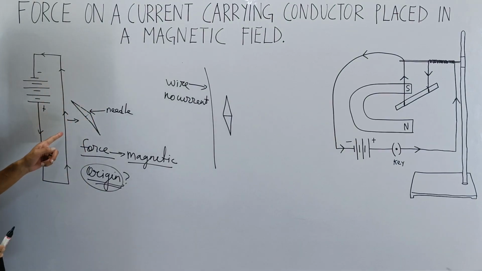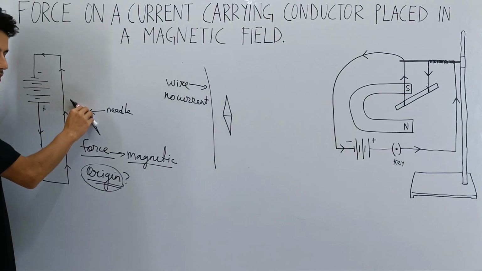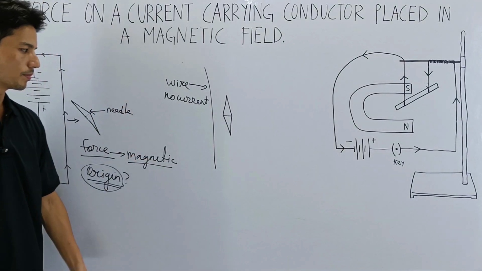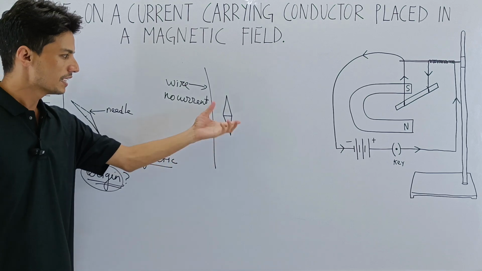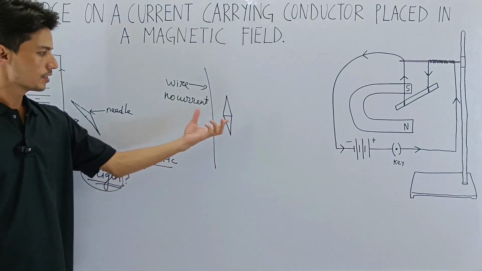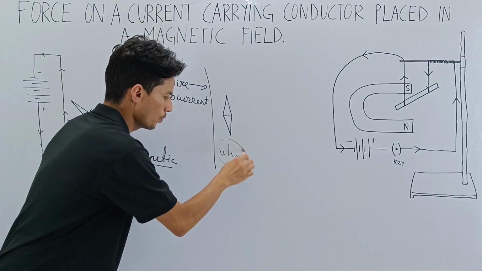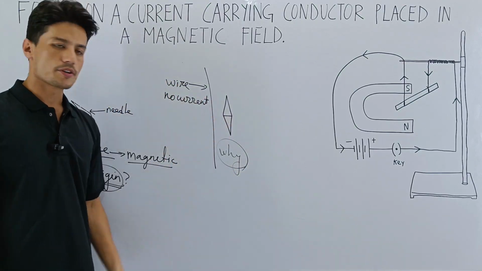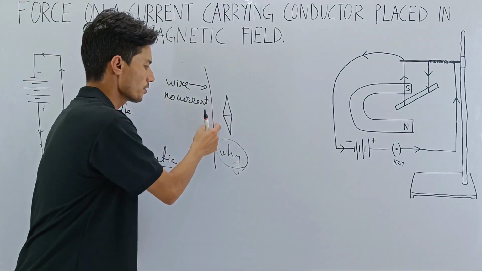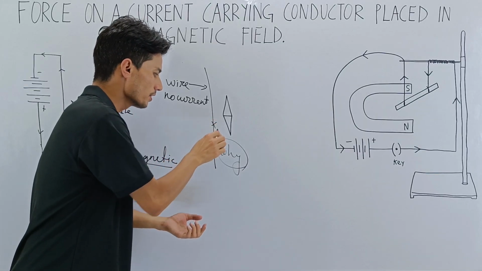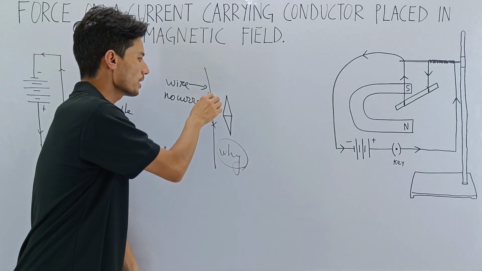So as long as the current was flowing, the magnetic needle would remain in its position, and the magnetic needle showed deflection only when current was passing through the wire. But when no current is passing through the wire, the needle did not show any deflection. I want to know why. Why is the needle not showing any deflection in this scenario? That's because there is no current flowing here, which means no magnetic field. So this wire is not producing any magnetic field.